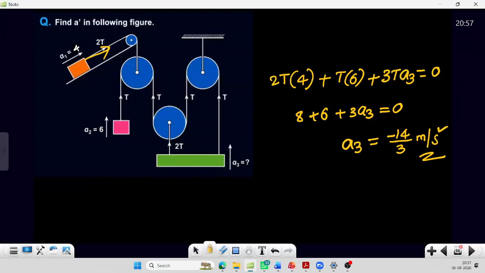Yes, negative. Here it is the opposite direction. They have given that this block is moving upward, but actually this block will move downward.